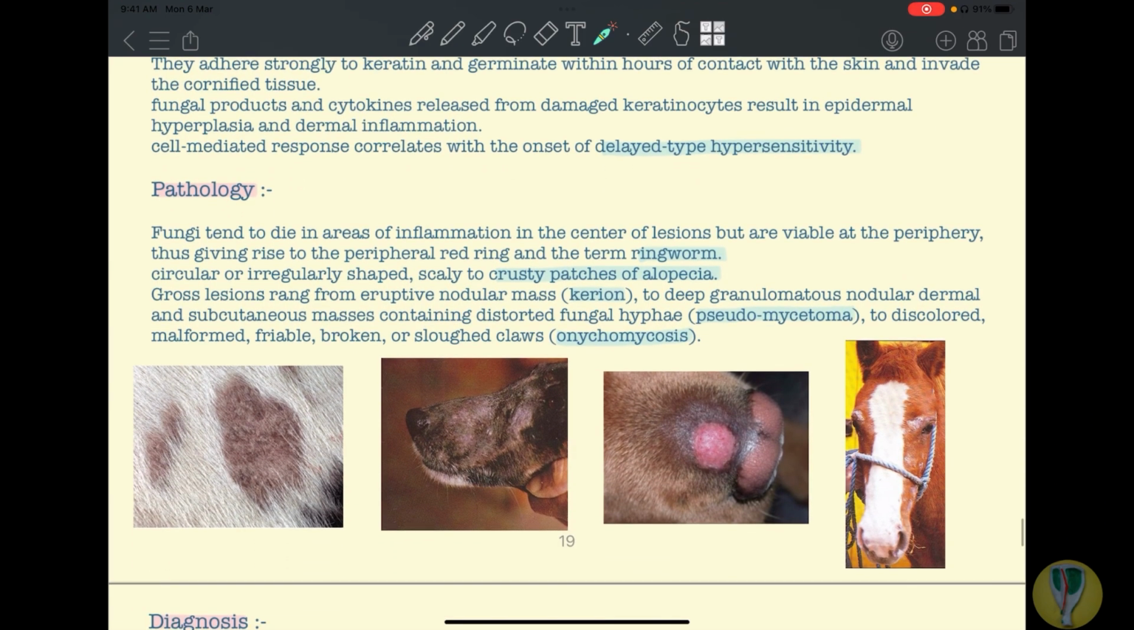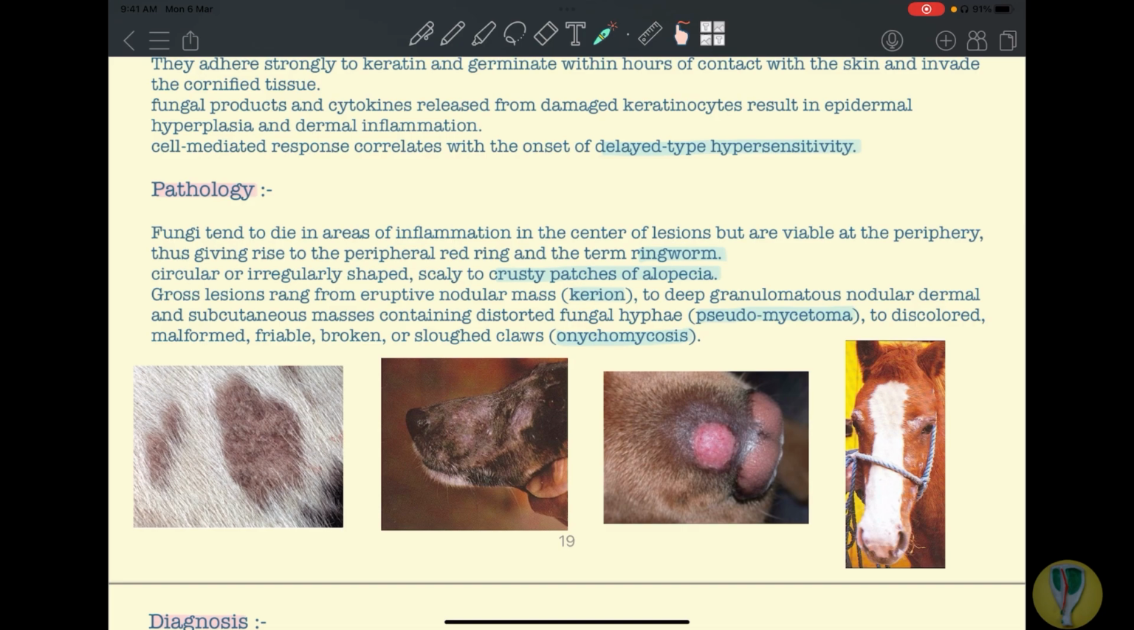Then pathology. So there are four main lesions. First is the ringworm. Okay, so at the center of the lesion, the fungi will be dead, and on the periphery the fungi will be viable. So this will form a ring-like structure, a red ring, and this is called ringworm, and this lesion is very common across all species.